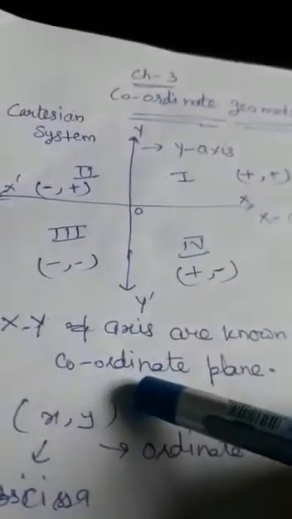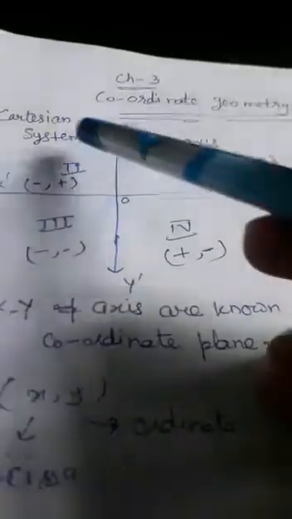So we will start with chapter number 3, that is coordinate geometry. Now what is coordinate geometry? In this chapter we will learn how to draw the graphs. For this, firstly we will learn about the Cartesian system.